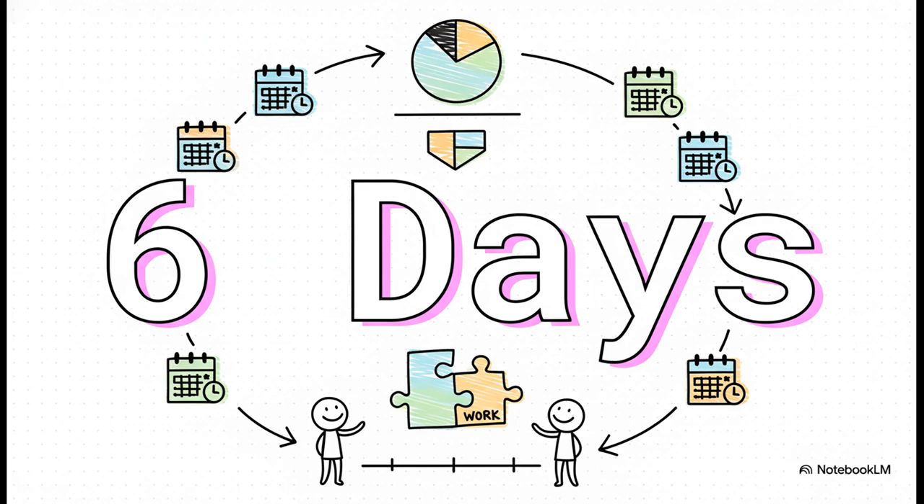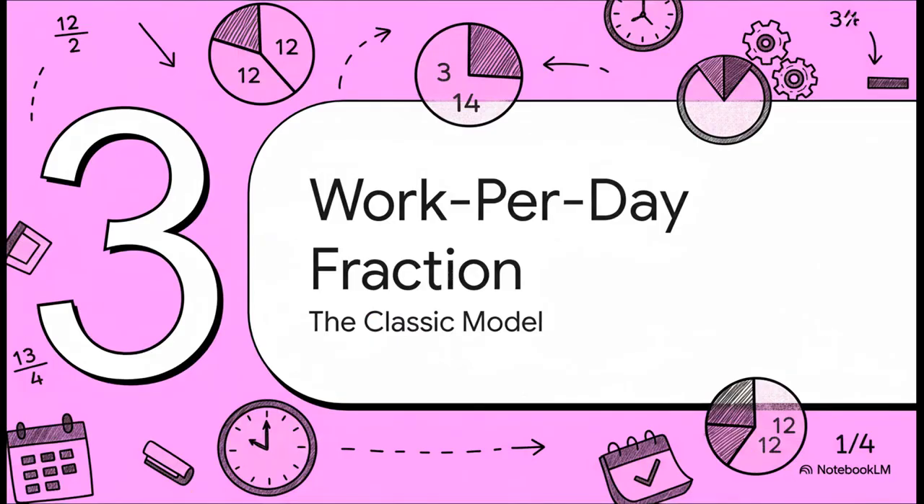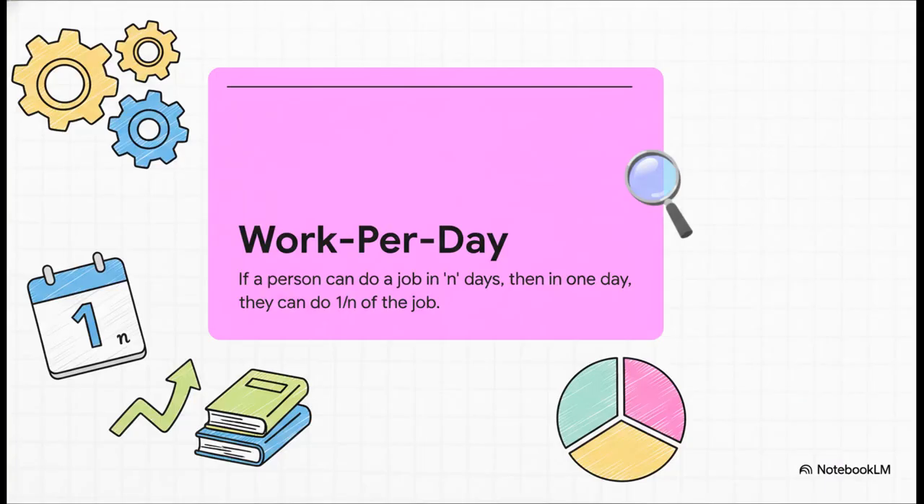All right, that's one model down. Remember that number, 6 days. Now let's look at our second method, the fraction model. This is the classic approach, the one you'll see in a lot of textbooks. And for good reason, it's very direct. The logic here is almost identical to what we just did, but instead of thinking in percentages, we're just using fractions. So if A takes 10 days to complete a job, that just means in one day, they complete 1/10 of it.